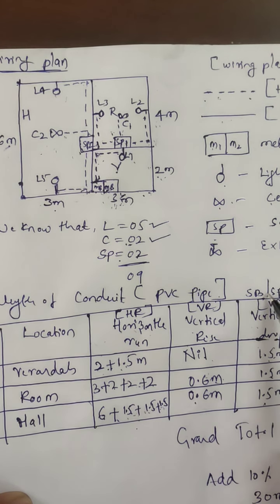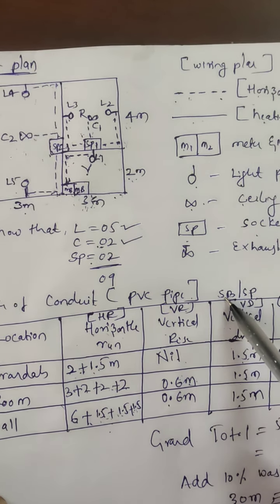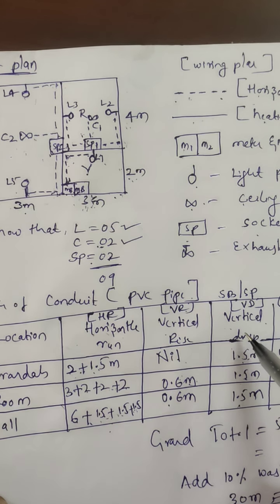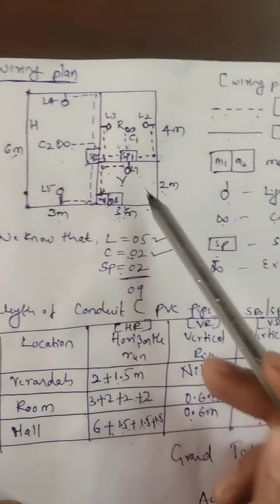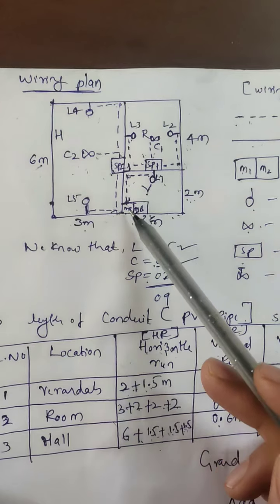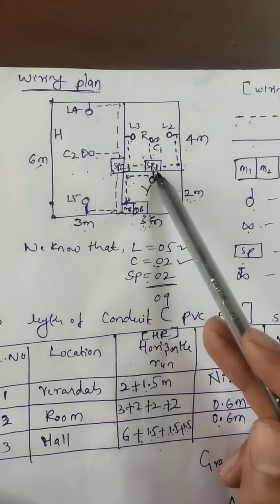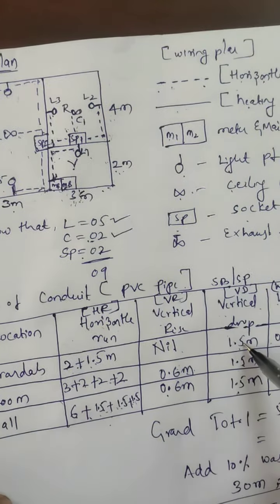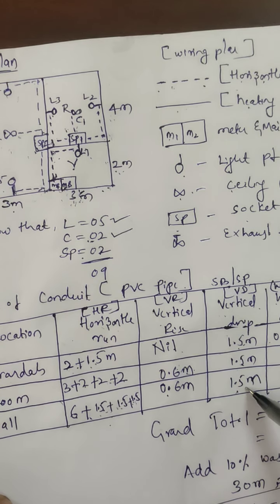Vertical drop means wherever you have taken the switchboards, there you have to mention the vertical drop. In this layout, one board is there, one SP1 is there, one SP2 is there. So 1.5 meter, 1.5 meter, 1.5 meter. In all 3 locations, one switchboard we have taken.